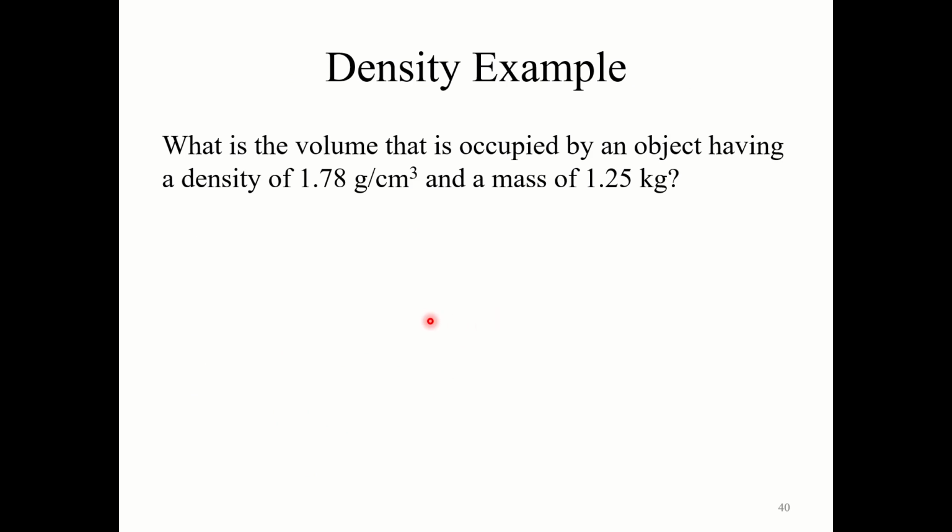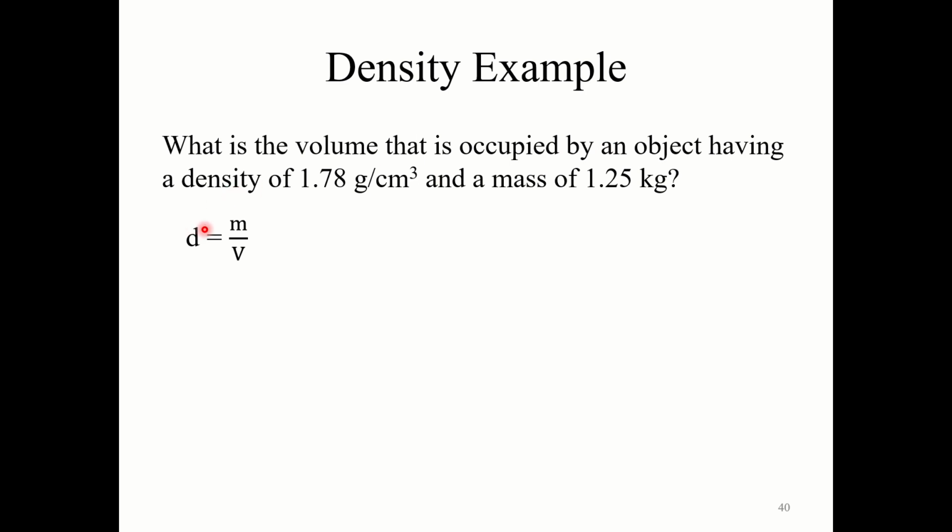Let's briefly look at a density example. Suppose I asked, what is the volume that is occupied by an object having a density of 1.78 grams per centimeter cubed and a mass of 1.25 kilograms? All right, well, first you want to keep in mind that density equals mass divided by volume. Then you want to see, well, what is the problem asking for? And the problem is asking for the volume. It says, what is the volume? So V is the unknown here. What information has been given?